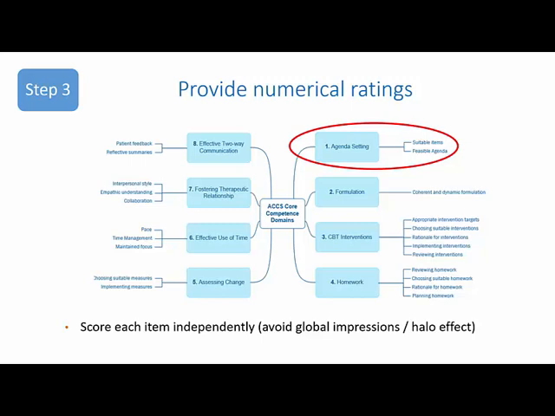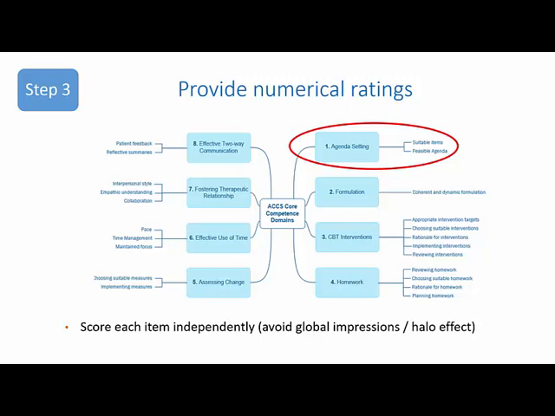Okay, so you've spent some time watching the role-play treatment session. Now it's time to provide numerical ratings on the ACCS scale. So this is the third step in completing your assessment. You'll remember that there's 8 different domains that the ACCS scale is assessing, so 8 different aspects of competence that we'll be looking at, and there's between 1 and 5 different items within each of these domains.